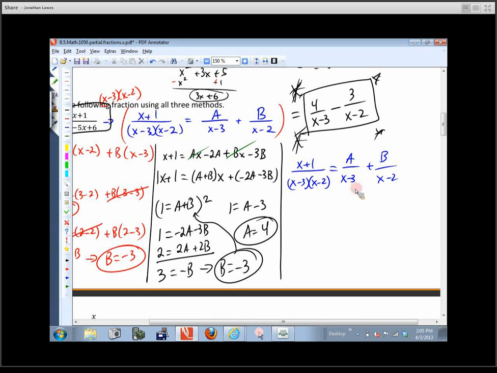What's the 0 underneath the A? It'd be a 3. You with me? Cross that out. Cross it out here. Plug a 3 into this. So if I plug a 3 in here, I get 3 plus 1. If I plug a 3 in here, I get 3 minus 2. What is that? 4 over 1, 4. A equals 4.